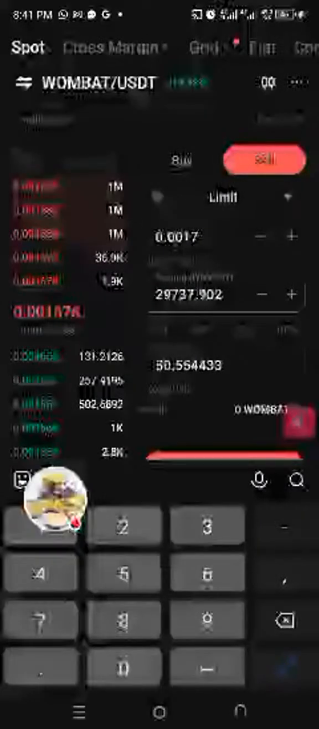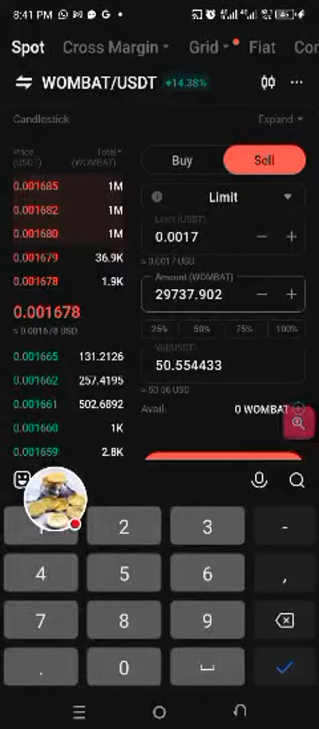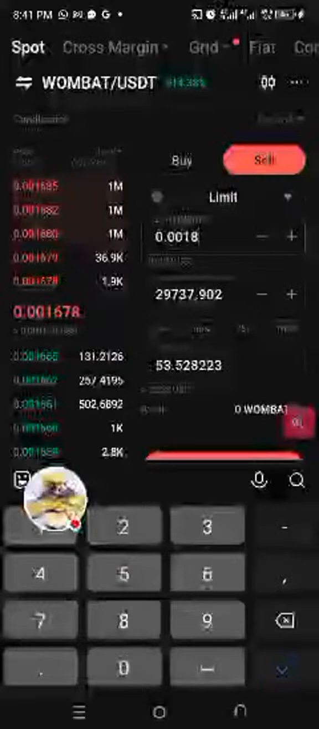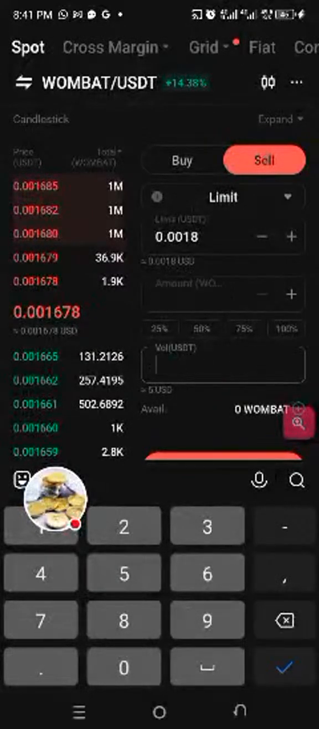55 cents. That's not much. That's just 1%. Will it go up? It looks like it would. Let's change this to 18 and see what it's going to give us. Ooh, that's a lot of money. That's a lot of money.